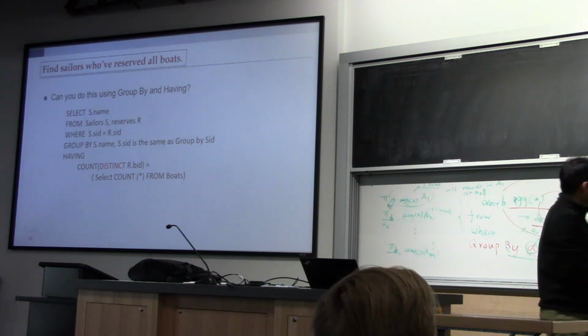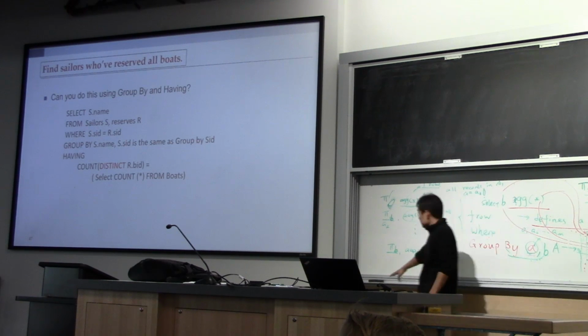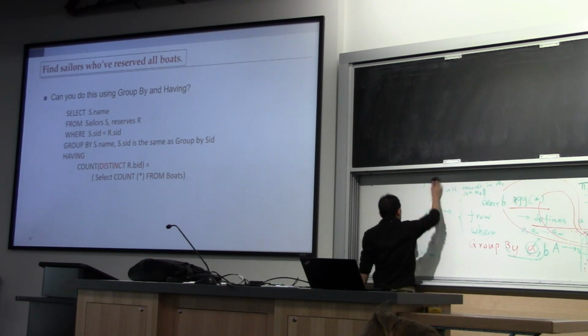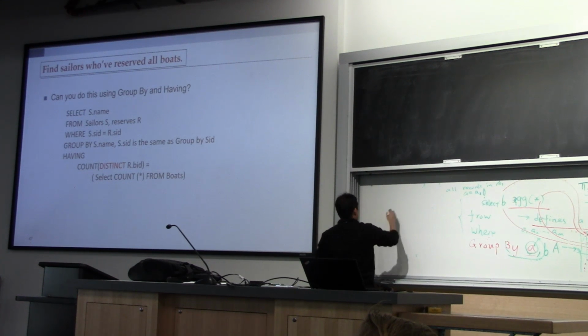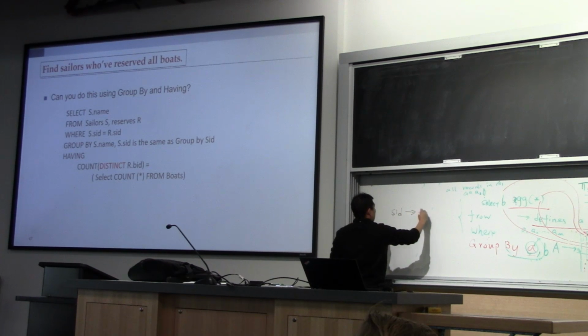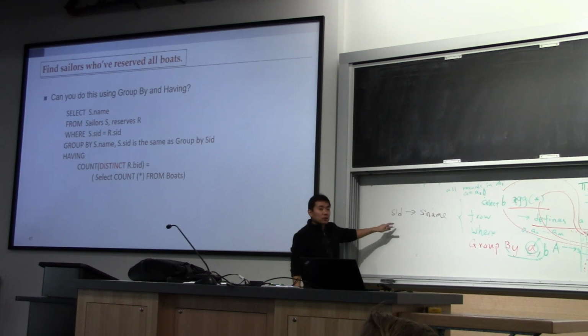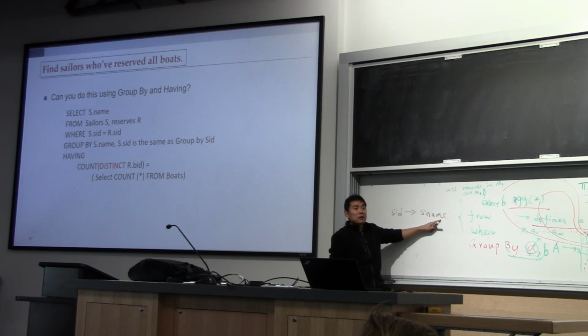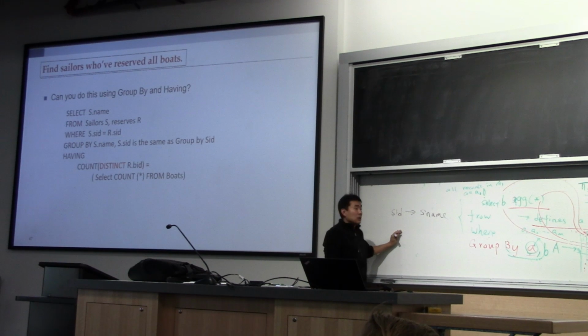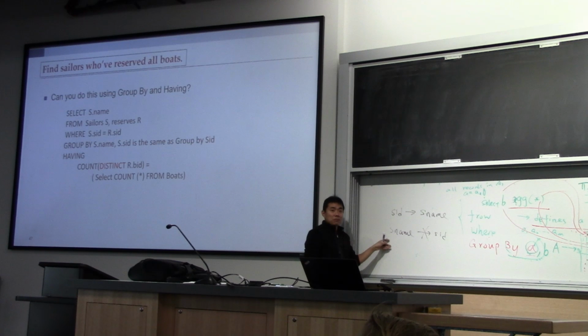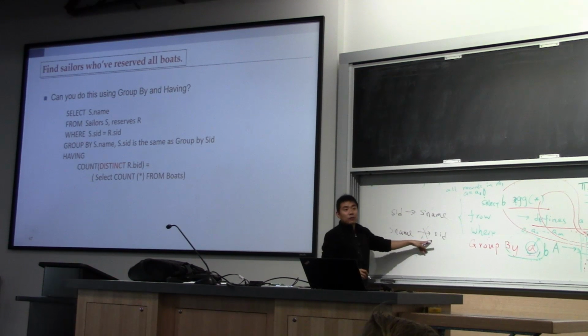Mathematically or formally, what you're saying is sailor ID determines sailor name. What that means is given a particular sailor ID value, there can be only one sailor name value associated with that sailor ID. Obviously, the reverse is not true, right? Because for the same sailor name value, you may have different sailor IDs associated with that name.